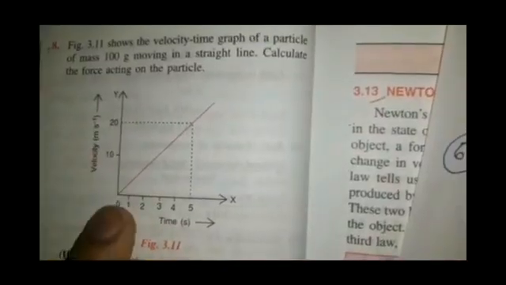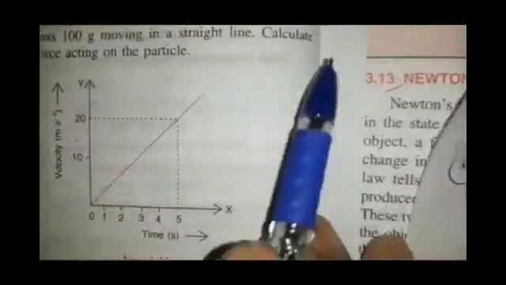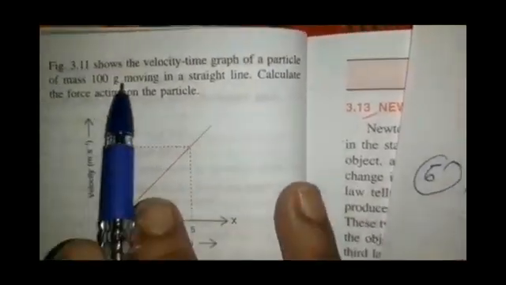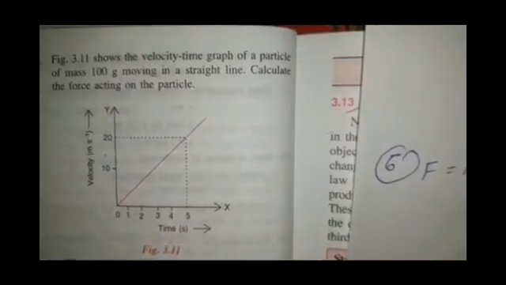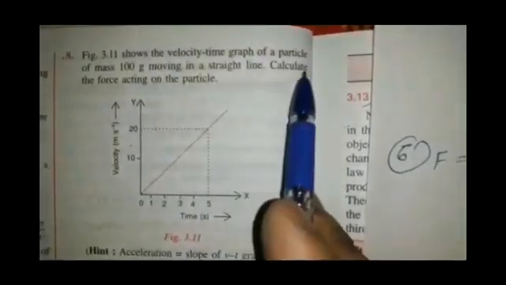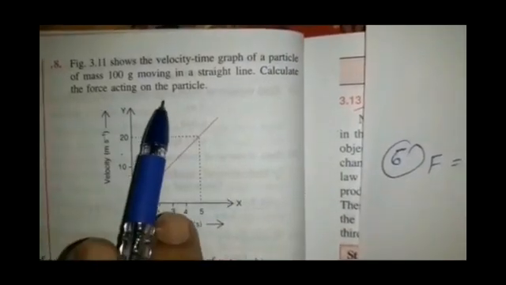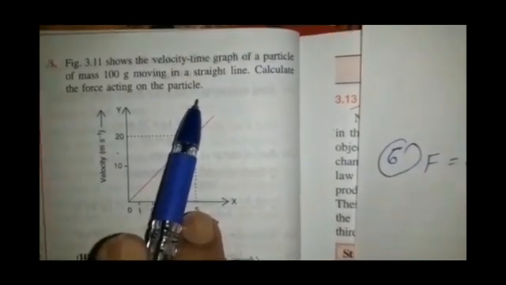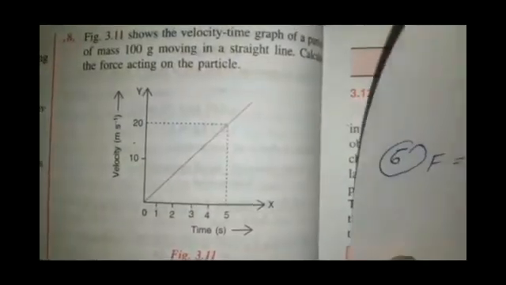It shows it is a velocity time graph. From the figure you see, it is velocity time graph of a particle of mass 100 gram. What is given? Mass is 100 gram, moving in a straight line. What you have to calculate? The force acting on the particle.